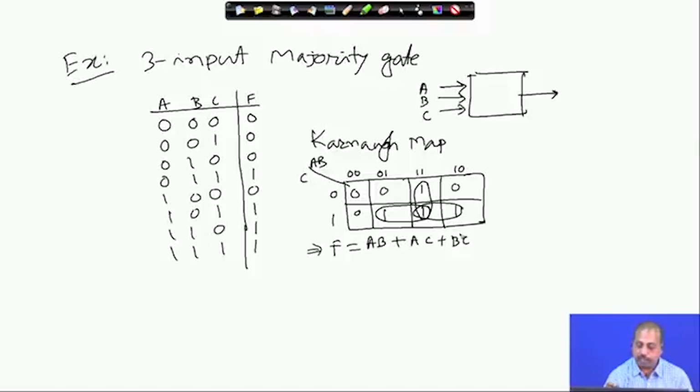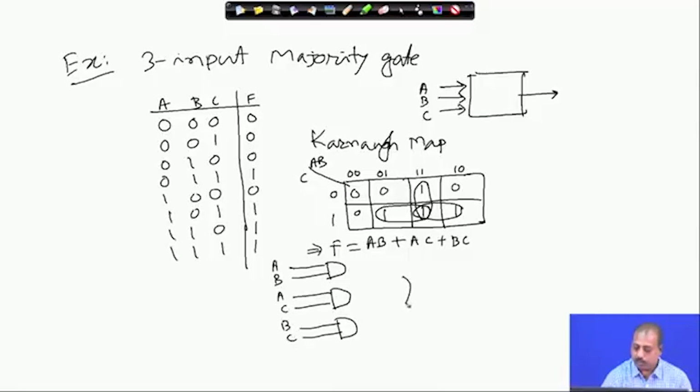Now, you can draw the corresponding digital combinational circuit. These are AND gates for realizing the product terms A B, A C and B C. You can take it like this: A B, A C and B C, and there is an OR gate to sum them up. This is the OR gate where I am connecting all of them, and this is the function F.